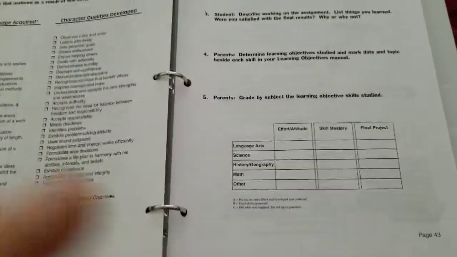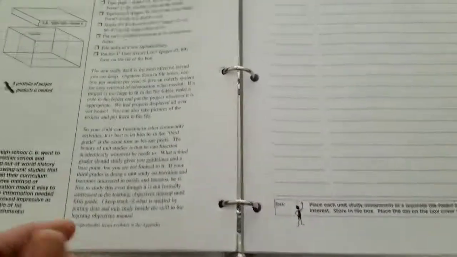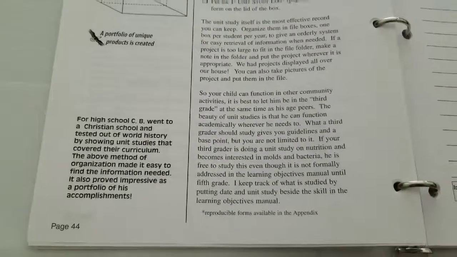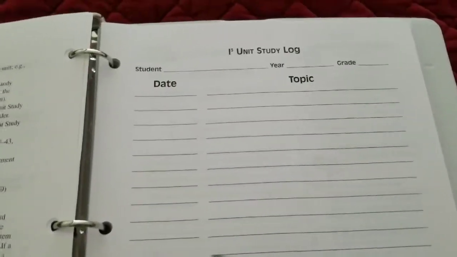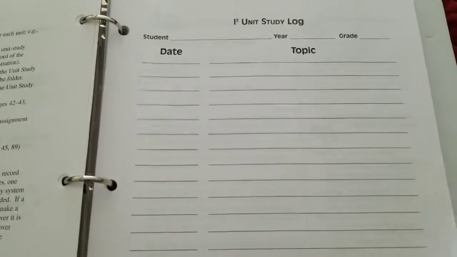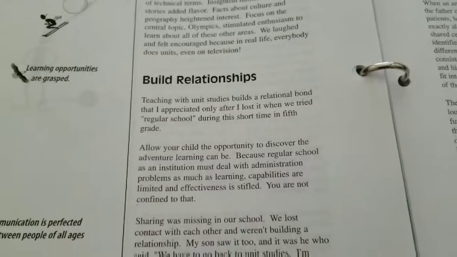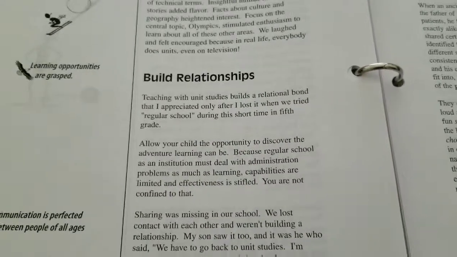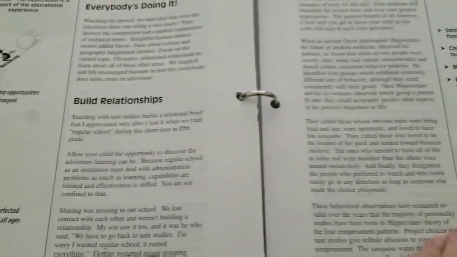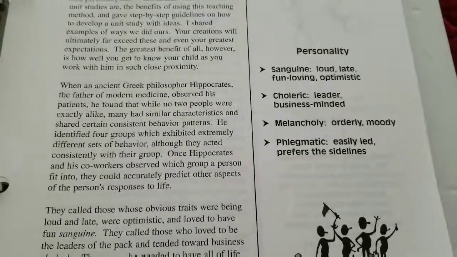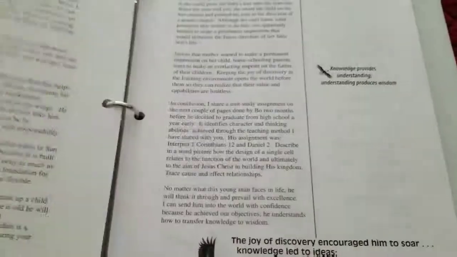Here you can see there's an evaluation form, an example of how to do your record keeping, a log, so you can say on this date, this is what we were doing. And there's just even more in here. And this is part of what I love, is she's really focused on using this opportunity to strengthen and build those relationships as well. But you have to keep in mind your child's personality, your personality.